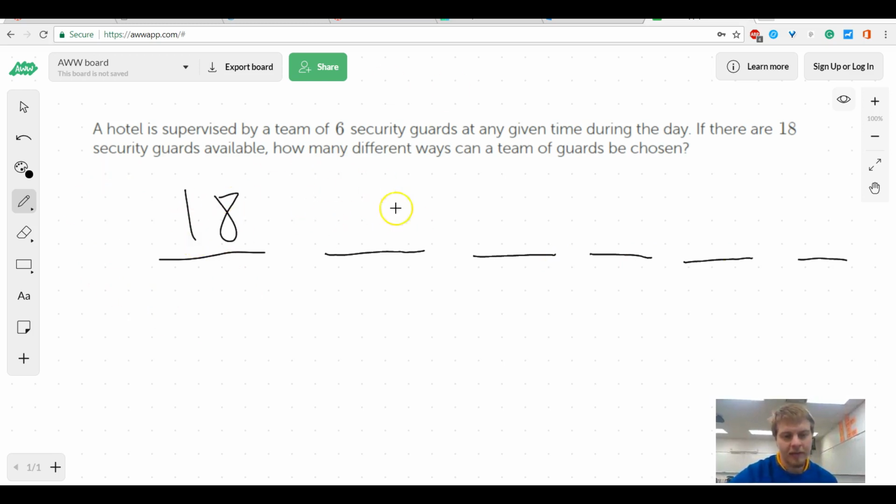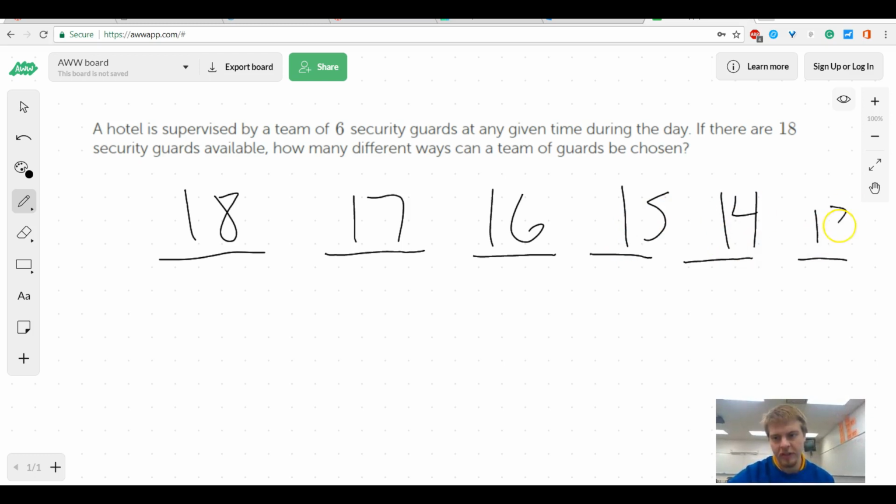And I have 17 choices here because I took a person. And then I have 16 choices here because I took a person. And then 15, and then 14, and then 13. And each of these 18 are completely different choices because obviously they're all different people. So you do have all 18 of those choices.